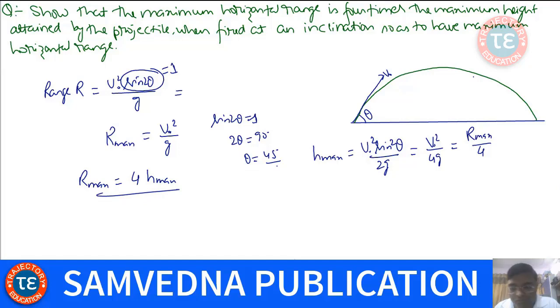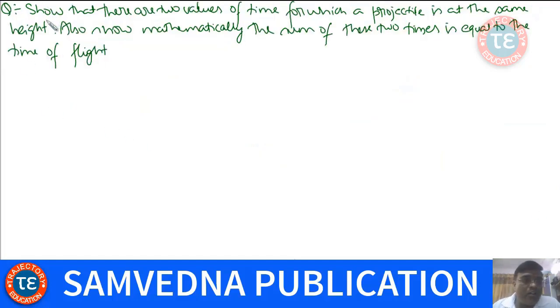Alright, let's take the next question. The question says, show that there are 2 values of time for which a projectile is at same height. Also show mathematically the sum of these 2 times is equal to time of flight.